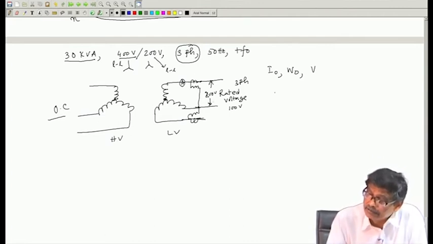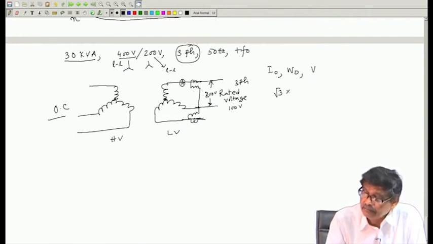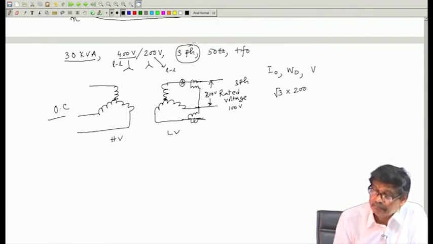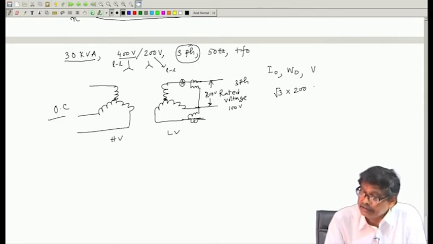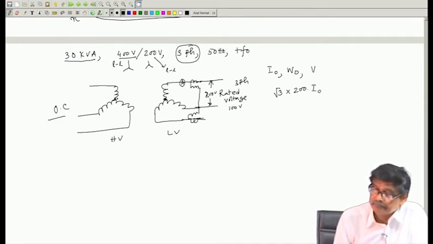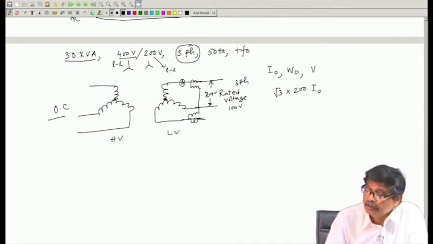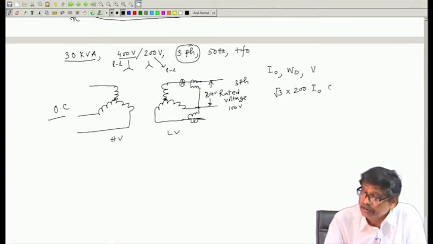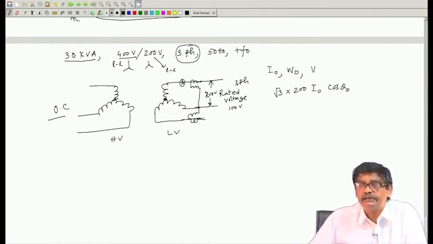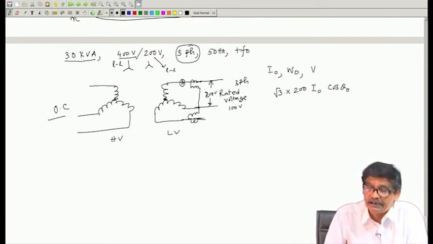How is it calculated? First thing is root 3 VLL, this ammeter rating I naught, the no load current it will draw, into cosine theta naught. During open circuit test only core loss matters. Copper loss we neglect because no load current is very small, maybe 2 to 5% of the rated current.